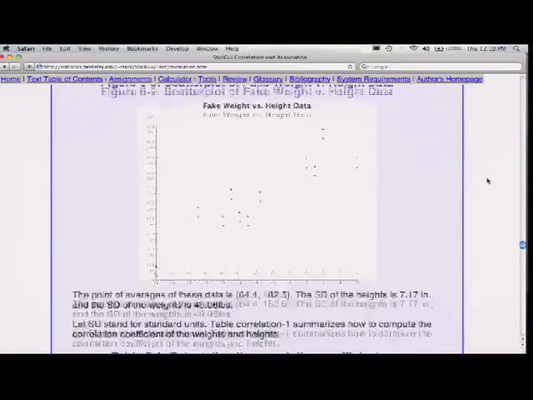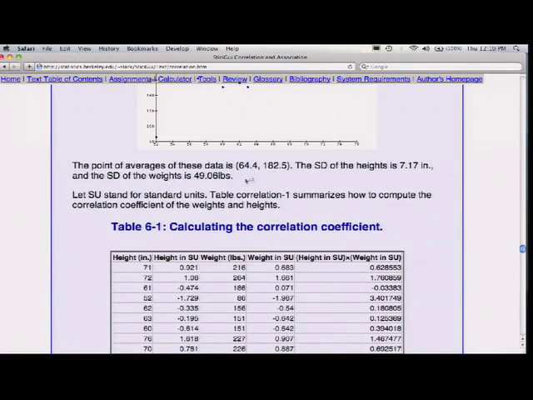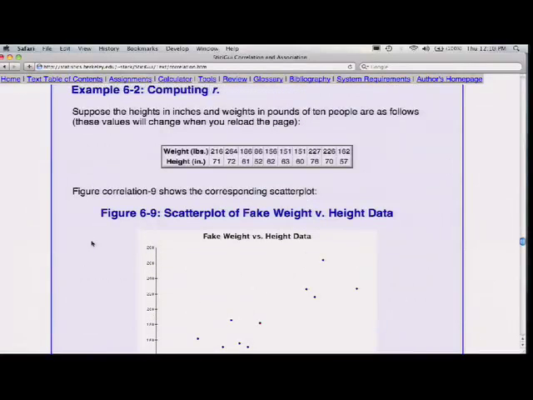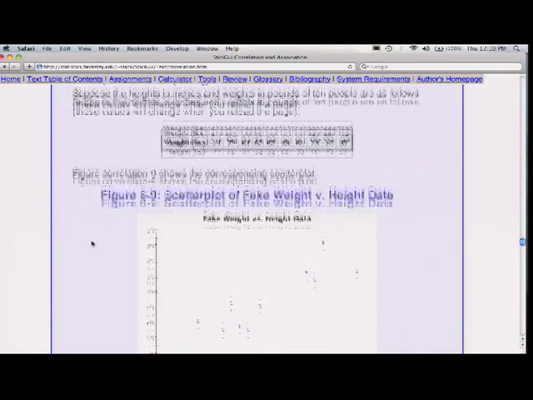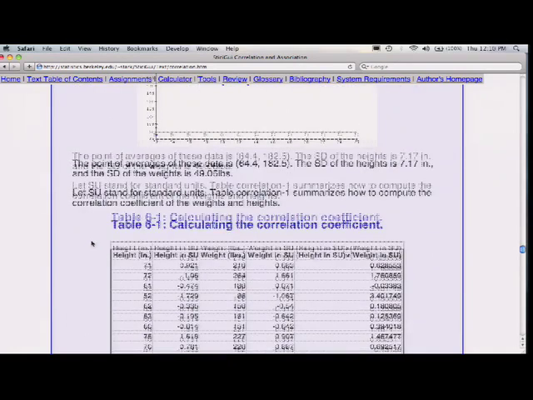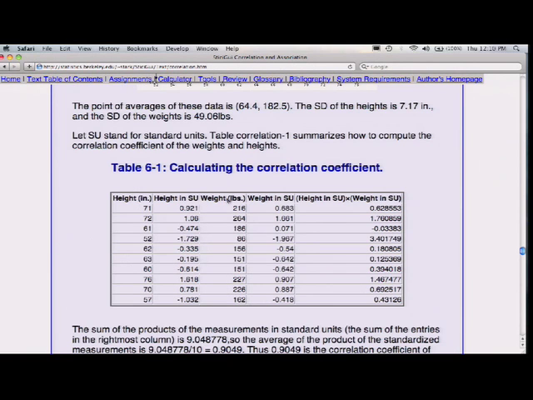Okay, so the point of averages is 64.4 inches, 182.5 pounds. The SD of the heights is 7.17 inches. The SD of the weights is 49.06 pounds. So how do we calculate the correlation coefficient? We have these two lists, 71, 72, 61, et cetera, are the heights. 216, 264, 186, et cetera, are the weights. So now we've got the heights here, the weights here for the same individual. So the 71 inches is the same person who weighed 216 pounds. Okay, we're keeping individuals together.